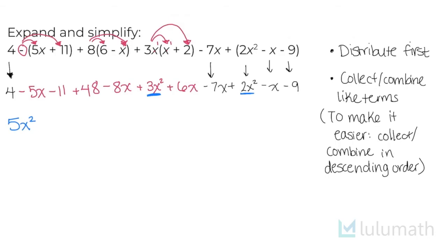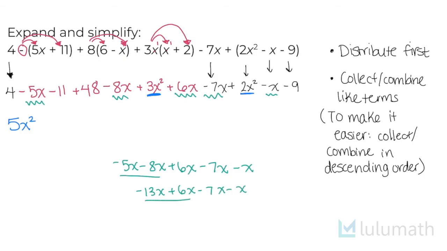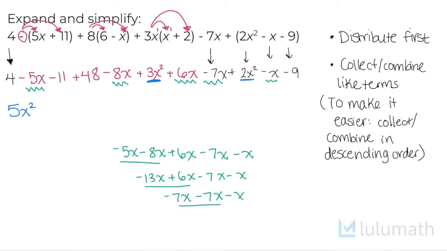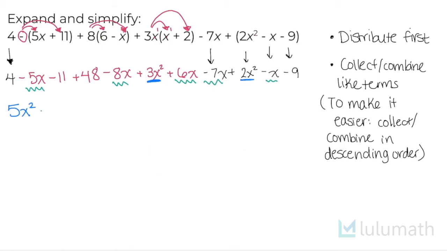So the next highest exponent I have is x to the power of 1, or just x. So I'm going to look for all of those terms. So I have negative 5x, negative 8x, positive 6x, negative 7x, and negative x. So here I can see negative 5x minus 8x is negative 13x. Negative 13x plus 6x is negative 7x. Negative 7x minus 7x is negative 14x. And negative 14x minus x is negative 15x. So now I can write down minus 15x.